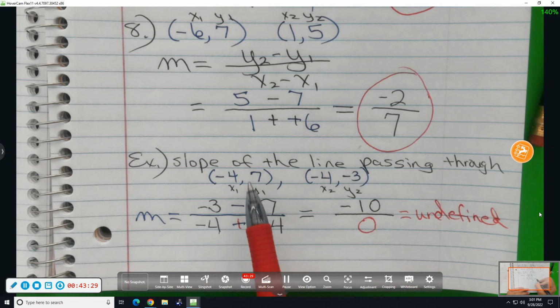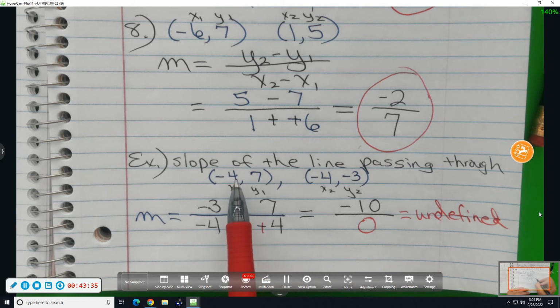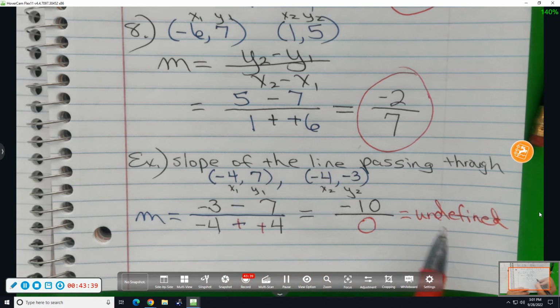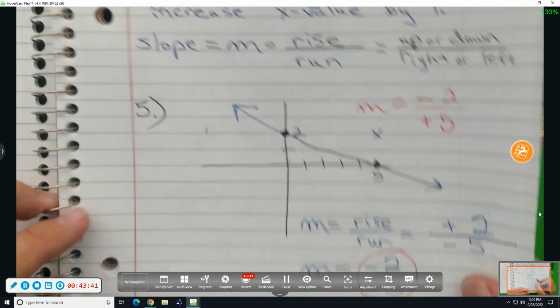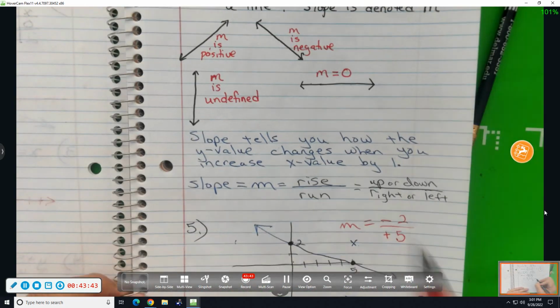If we were to plot those points, we would have a vertical line passing through negative 4. Remember we said the slope of a vertical line is undefined.